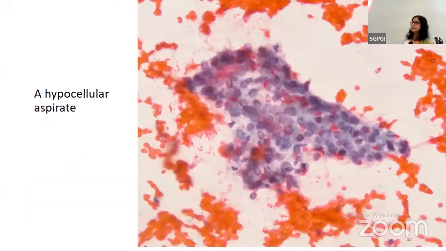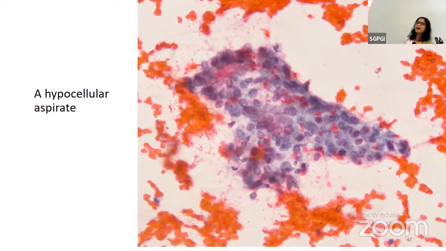Case number 6, a very hypocellular aspirate, no colloid in the background. We had some very few such fragments which were cellular. You can see nuclear features of PTC are there. There is nuclear enlargement, some chromatin clearing, and occasionally, I'm not sure whether it's artifactual or true, but an intranuclear inclusion was there at the time of aspiration. So what would you like to call it?